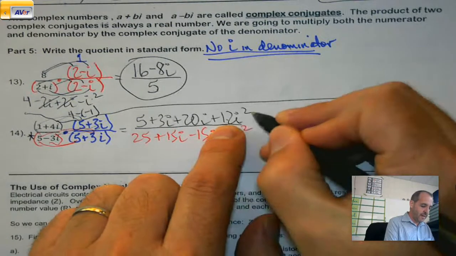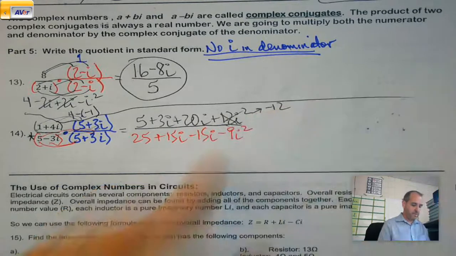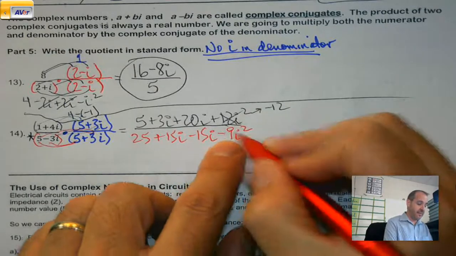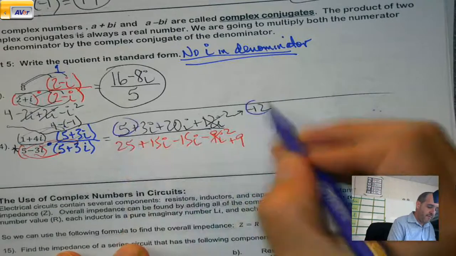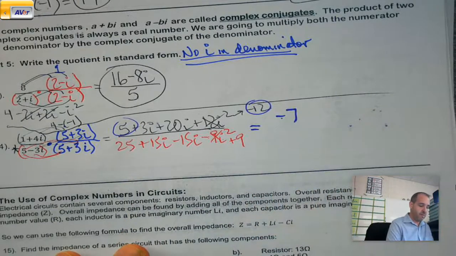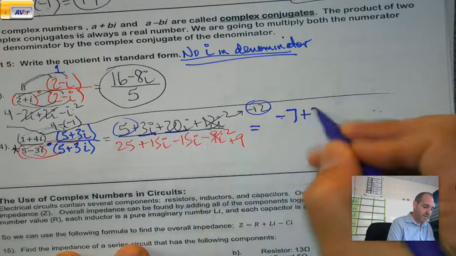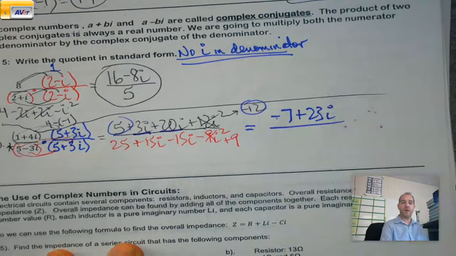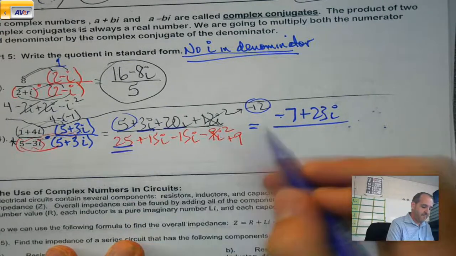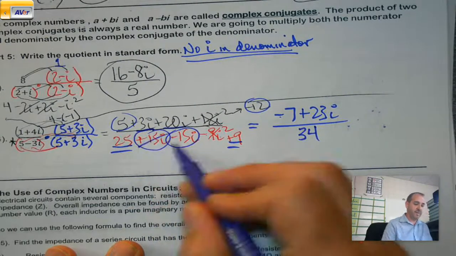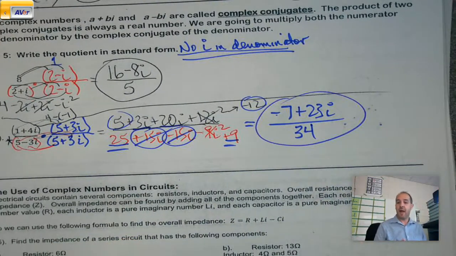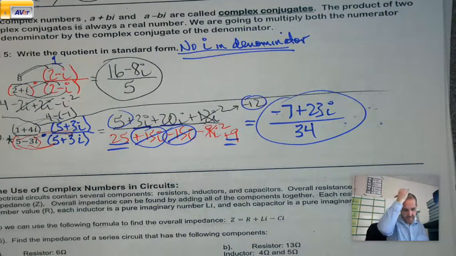Here, 12 times negative 1 is negative 12. Down here, negative 9 times negative 1 would be positive 9. And now I can go through and fix things up. 5 minus 12 is negative 7. 3 plus 20 is 23i. No problem with the i in the numerator. 25 plus 9 is 34. And 15i and negative 15i cancel. Happy, happy, happy. Are we? Okay, and again, nothing goes into all 3 of those, so I can't do anything else.